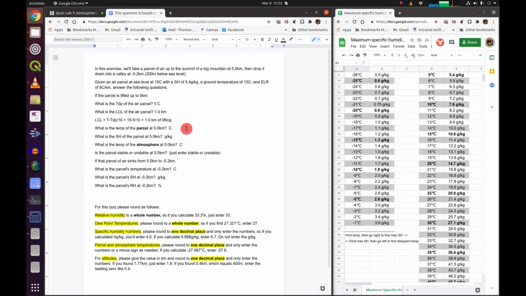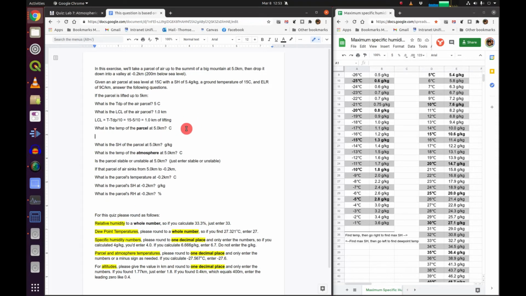Okay, what is the temperature of the parcel at 5.0 kilometers? All right, so the temperature of the parcel was 5 Celsius at 1 kilometer. So 4 kilometers up times 6 degrees of cooling, because it's cooling at the moist rate, right? It cooled to dew point temperature of 5 Celsius at 1 kilometer, so now it's going to go up another 4 kilometers. Cool at 6 equals 24.0 C.